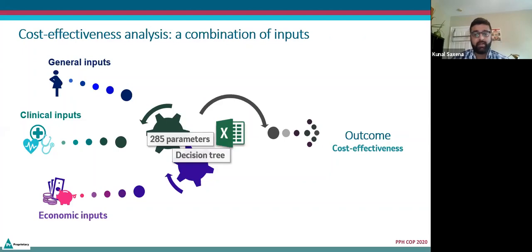So our presentation today, we are going to be presenting our cost effectiveness analysis, in which we are looking at heat stable carbetocin and comparing it against different existing treatment. And just to show you the magnitude of the holistic assessment, our model takes into account in total of 285 parameters related to general inputs, clinical inputs, as well as economic inputs, and then analyzes them through our economic model, which is a decision tree model in this case, and gives us the evidence on cost effectiveness of heat stable carbetocin. Next slide, please.